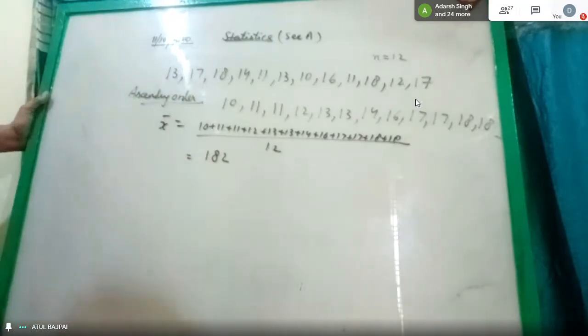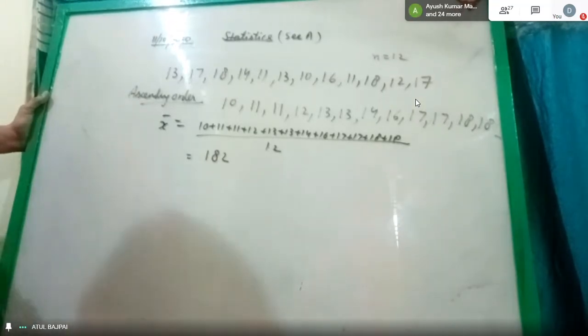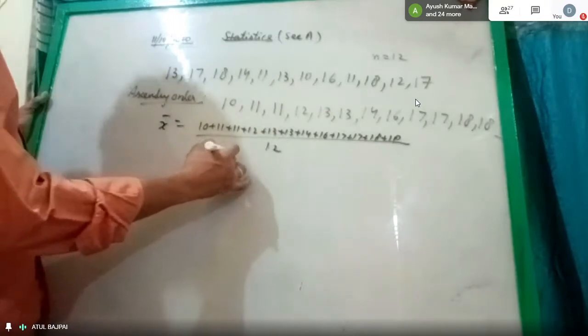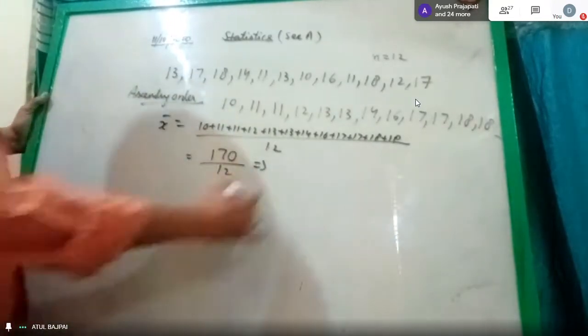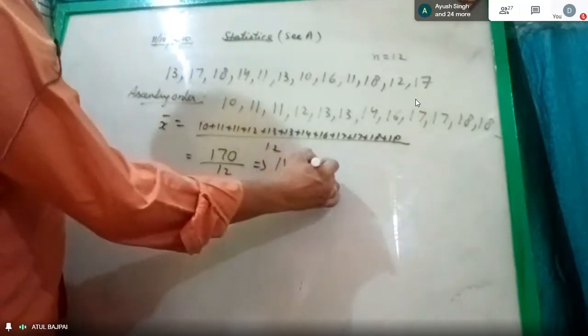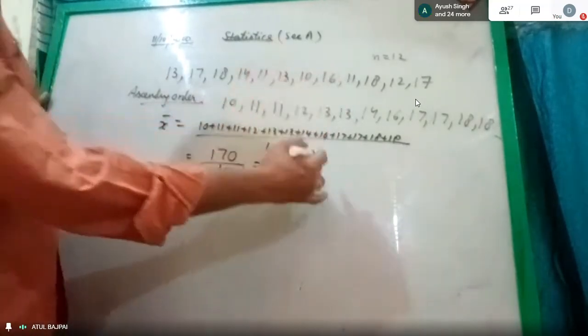Is everyone getting the same? Check. Sir, I am getting 170. I'm also getting 170. So 170 upon 12. What's the answer? 14.166, 666 continued, so 167.